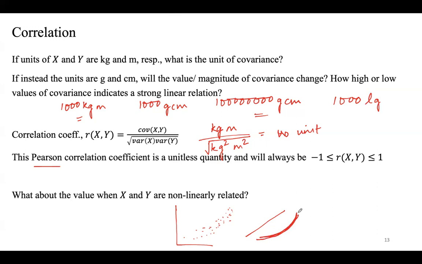A curved line would be better. You can fit a straight line, but that's not correct. All right.